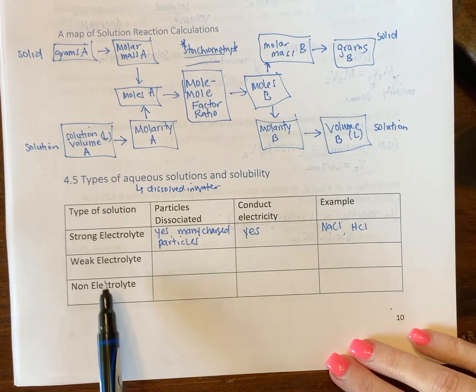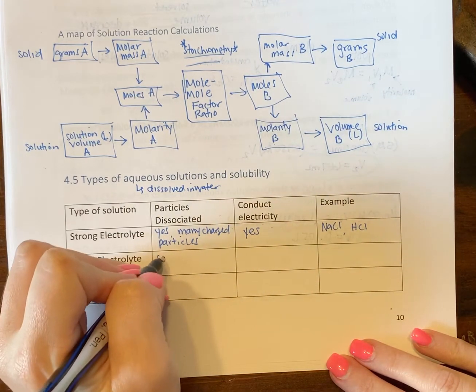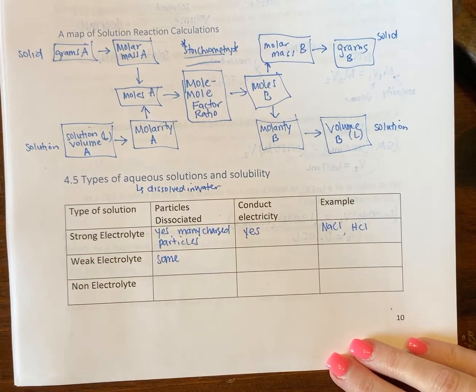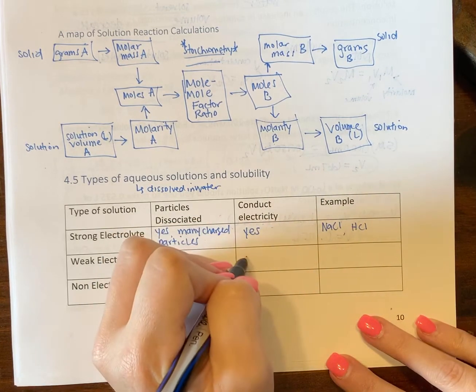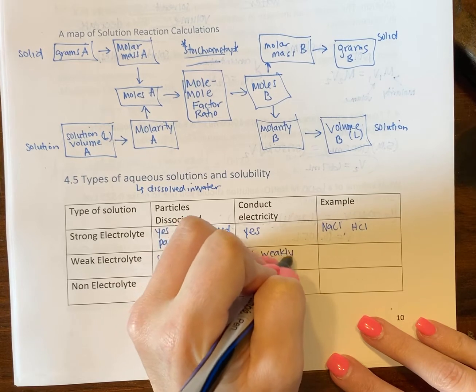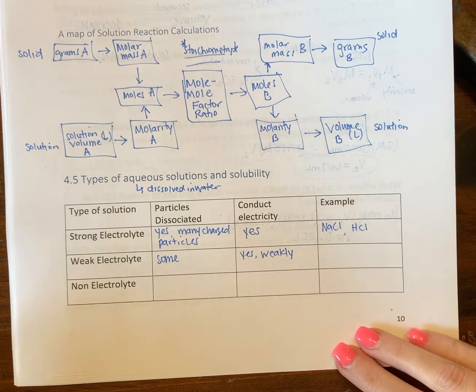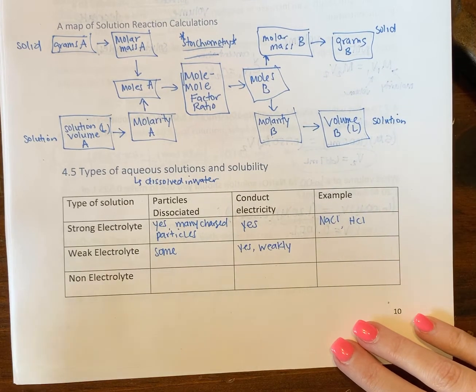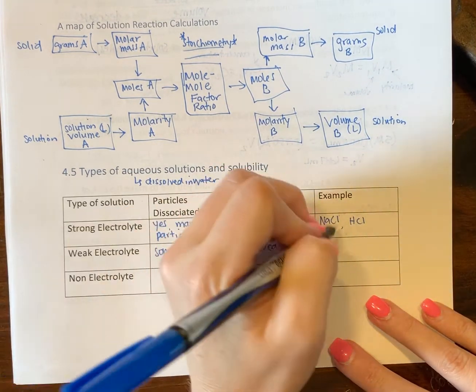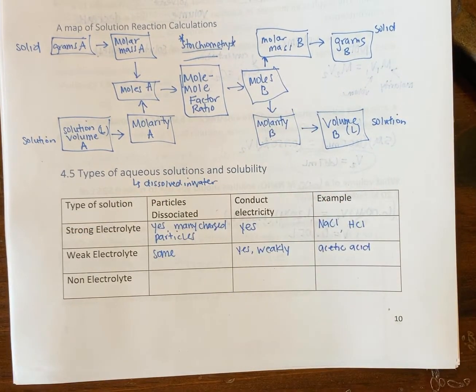We'll see. A weak electrolyte has some particles that are dissociated, but not as many. So it will conduct electricity, but it will not be as strong. It will conduct some electricity, but not much. A lot of these are going to be like your organic acids, like vinegar, which is acetic acid. A lot of organic compounds are weak electrolytes.